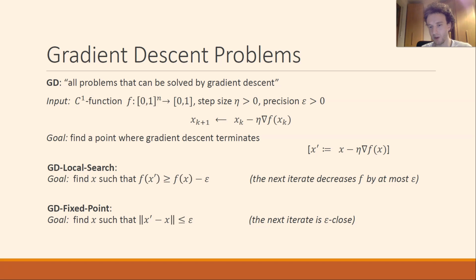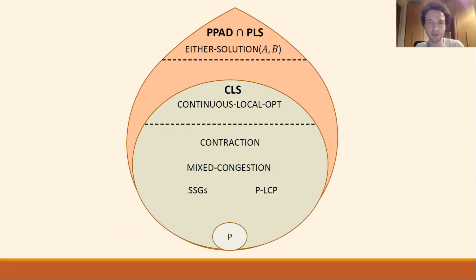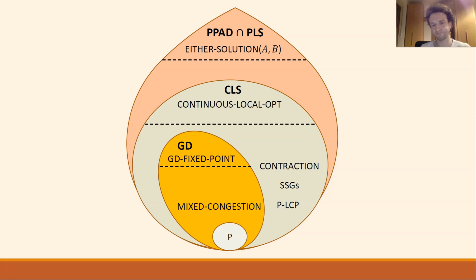So we have these two different ways of formalizing this definition of GD, but fortunately it turns out that it doesn't matter which one you pick, you get the same class. These two problems are polynomial time equivalent, so you can use either of them to define the class. You will get the same class. Let's get back to a picture. That's what it looked like before. And now let's add the new class GD. The class GD is defined using this problem GD fixed point, for example. And as I mentioned, GD is a subset of CLS.